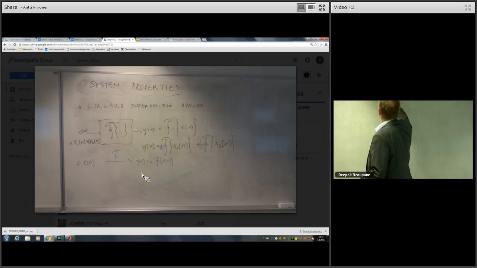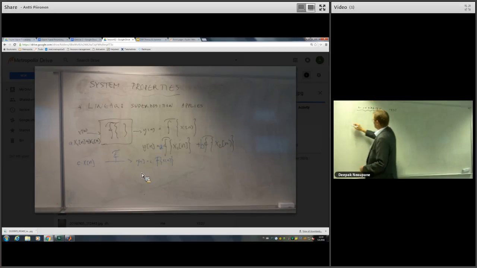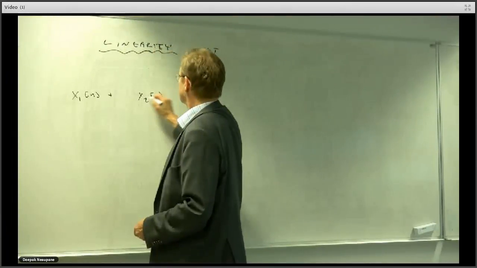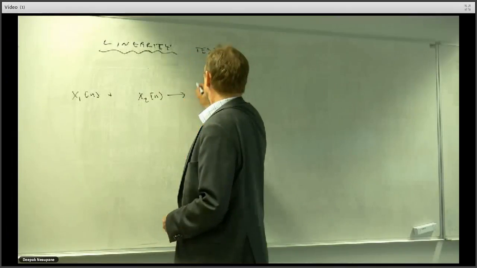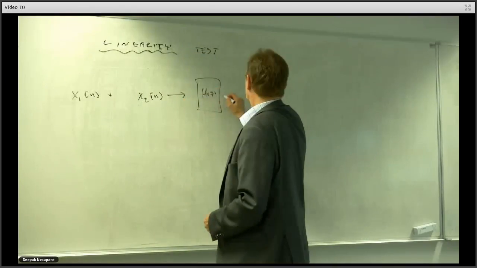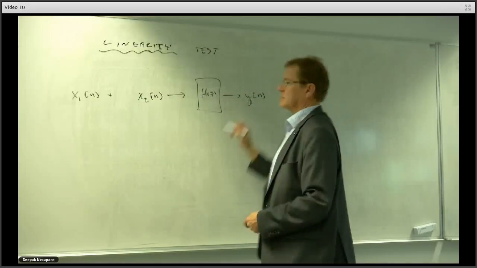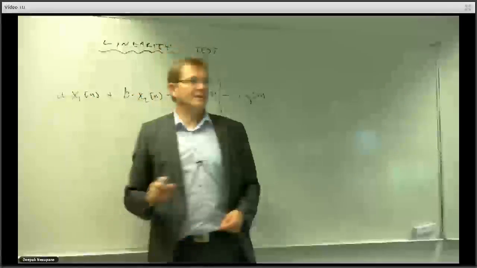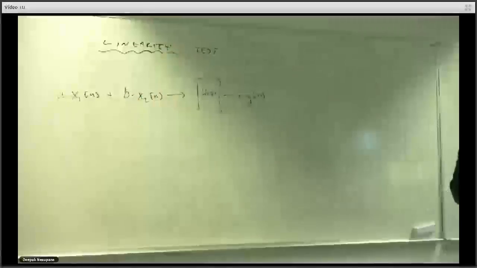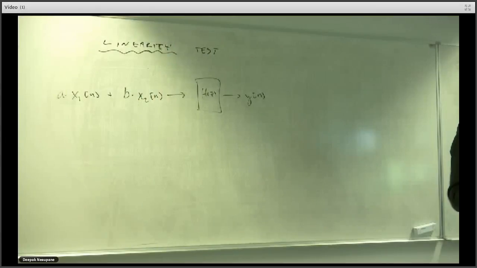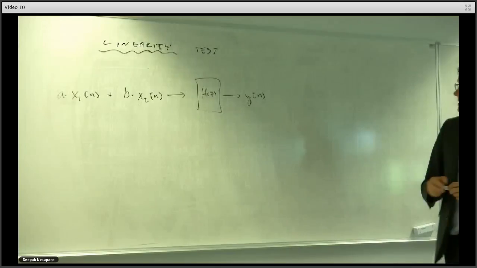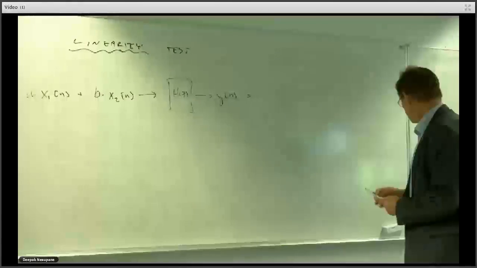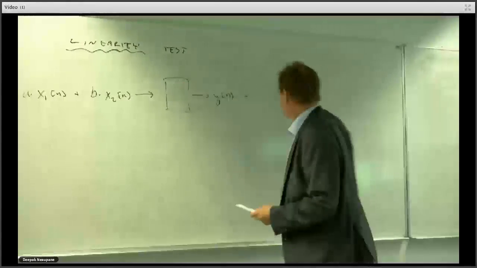Linearity test. 2 signals, x1, x2, which go into this system. What comes out is the output, and we need 2 variables, and random numbers are excellent for testing this kind of systems. Random numbers.